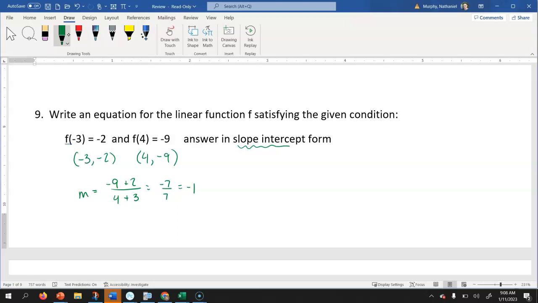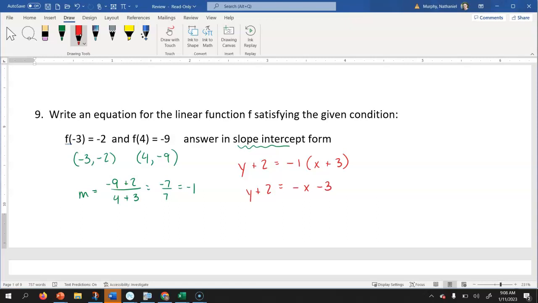Now we can use either coordinate. It doesn't matter which one. I'll just use the first one. So it'll be y minus negative 2, so y plus 2, equals my slope of negative 1 times x minus the x value, x plus 3. Or we can distribute that slope through now. It would be negative x minus 3. Again, we're trying to get this in slope intercept form, so that's why I'm doing this extra work.